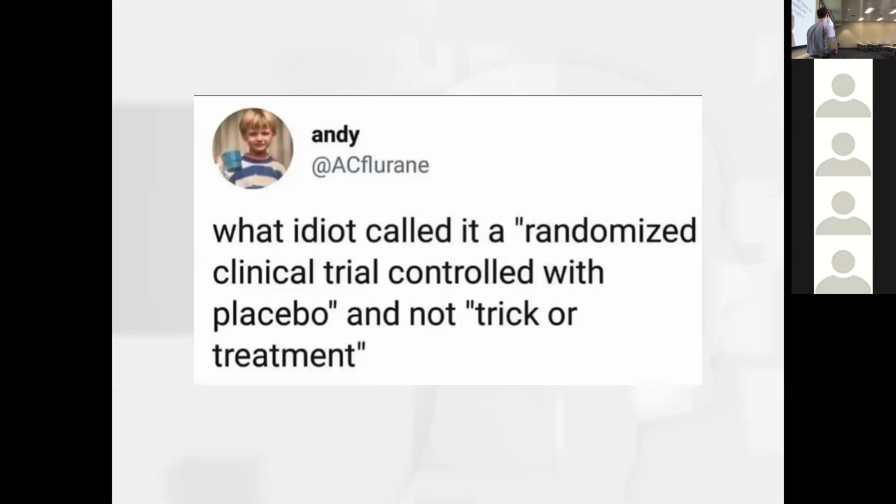And because we're getting close to Halloween, I get to start giving my favorite puns associated with stats, including this one: what idiot called it a randomized clinical trial controlled with placebo and not a trick or treatment? Also, you call that a normal distribution. What do you call that? A paranormal distribution.